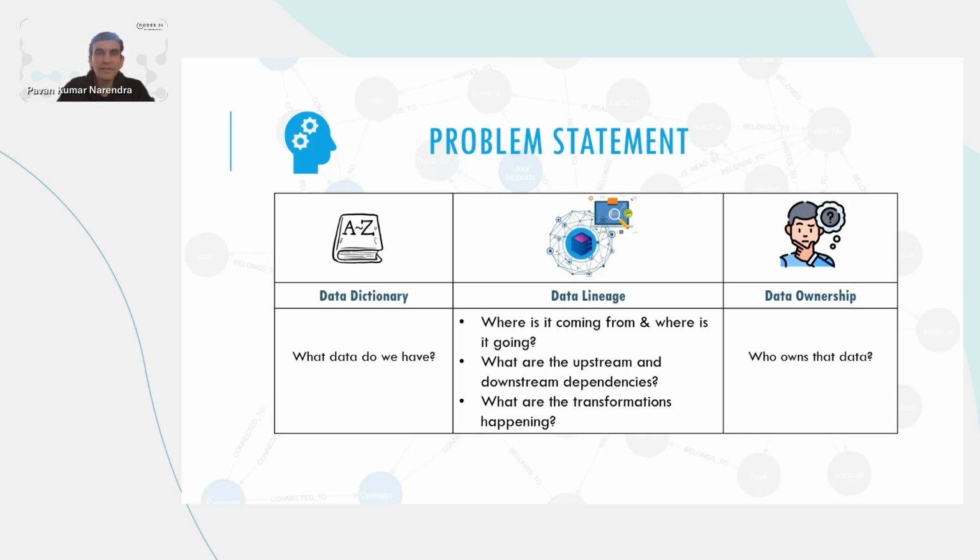We were able to divide the problem statement into three parts. A data dictionary. What data do we have? A data lineage. Where is the data coming from? Where is it going? What are the upstream and downstream dependencies? What are the transformations happening? And finally, the biggest question, data ownership. Who owns that data? In this presentation, I'll be mainly focusing on data lineage and data ownership.